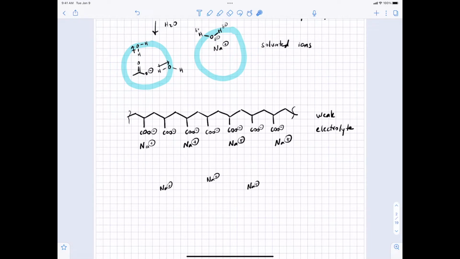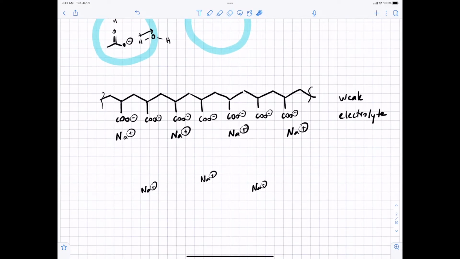By the way, sodium polyacrylate is the major component of diapers. It's the super absorbent material that absorbs water, and its propensity to absorb water has to do with this kind of structure too. So we would say that in a weak electrolyte, there are many ion pairs, because whatever the medium is, it's not strong enough to overcome all of the interactions.